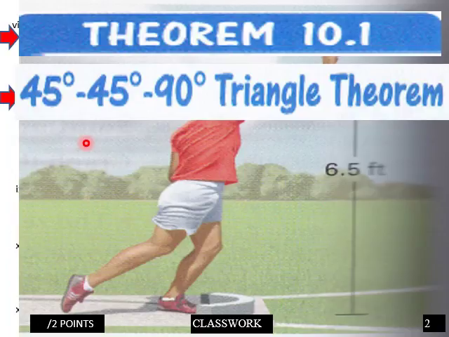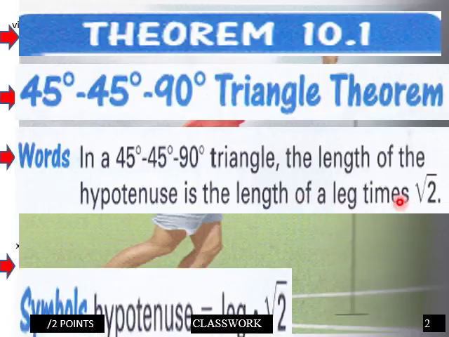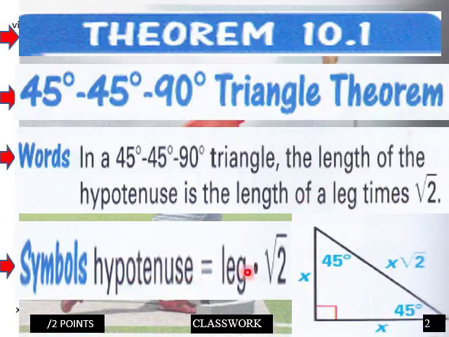Theorem 10.1, 45-45-90. The length of the hypotenuse is a leg times square root of 2. And in symbols, here will be your symbols. Hypotenuse equals leg times square root of 2, x times square root of 2 on that 45-45-90.